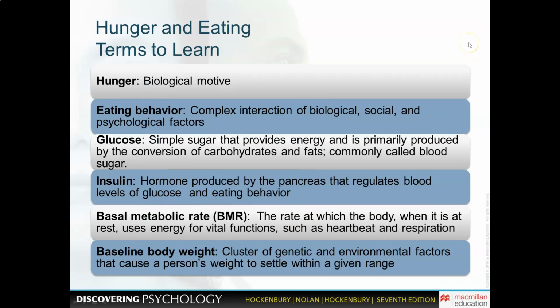Okay, so we're going to look at some other types of motivation, and we're going to look into hunger and eating. First, what's important is that hunger is a biological motive. I highly recommend you stop the video and take a look at all of these below here, some factors involved with hunger and eating.